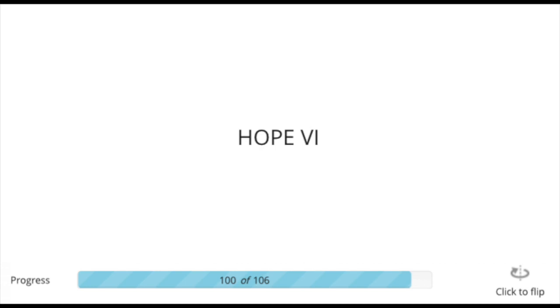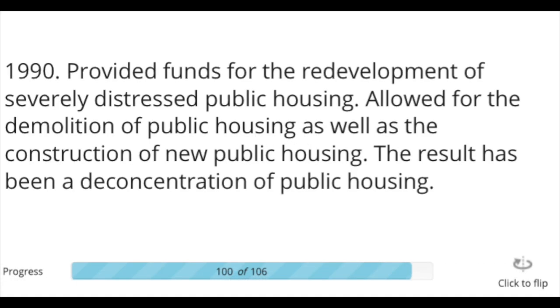HOPE VI came around in the early 90s. This is also a plan by HUD, and this was kind of a response to all of these deteriorating properties. So their main goal was to revitalize the worst public housing projects in the United States into mixed income developments.